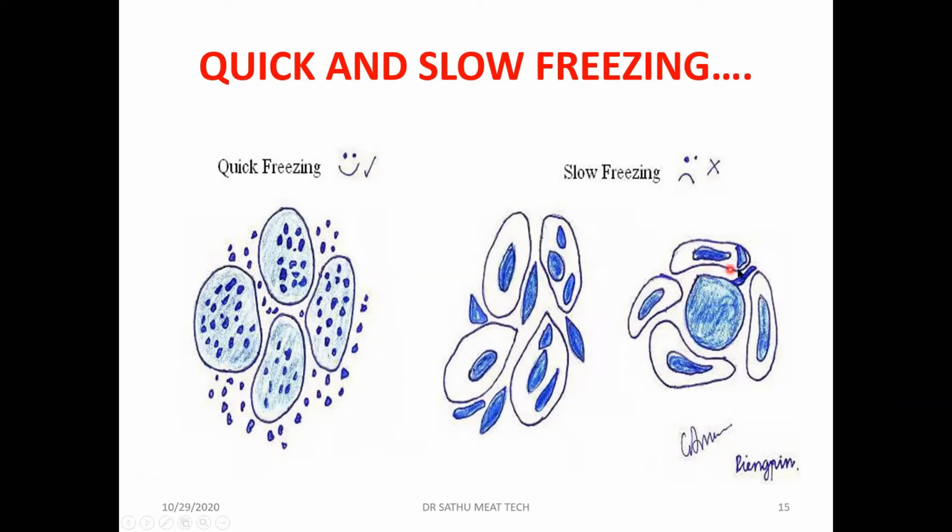Once they start disrupting the cell walls, upon thawing all the content inside the cell will come out. So most of the nutrients will be lost, and the nutritive quality of the meat will be affected. That is the main disadvantage of slow freezing.